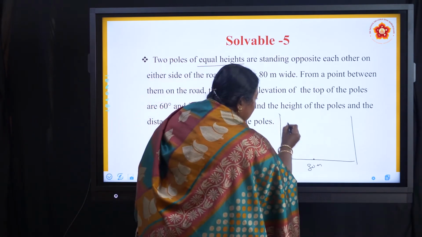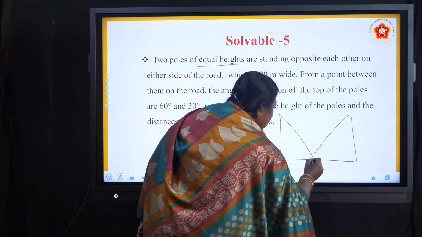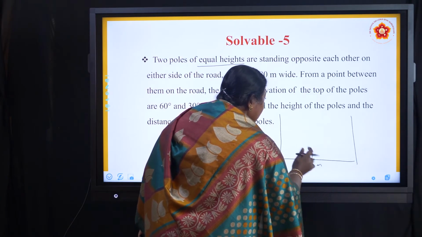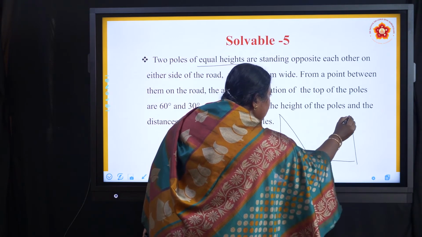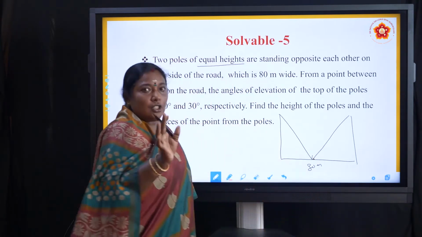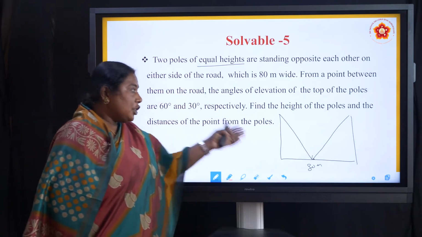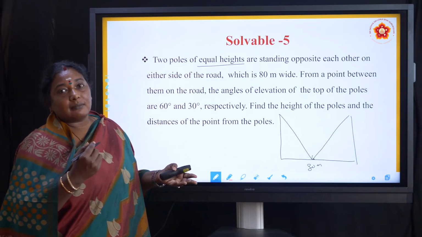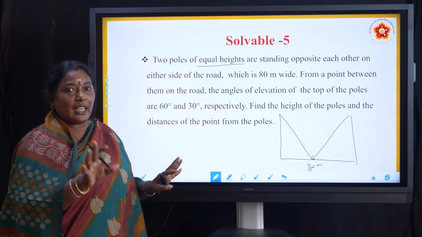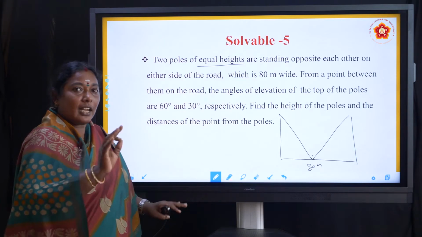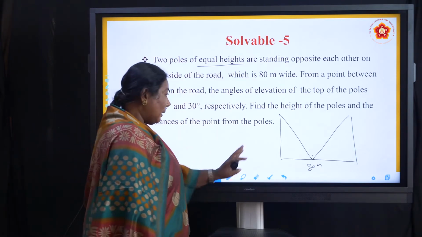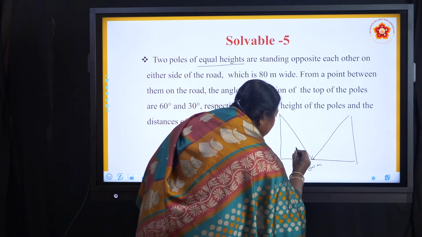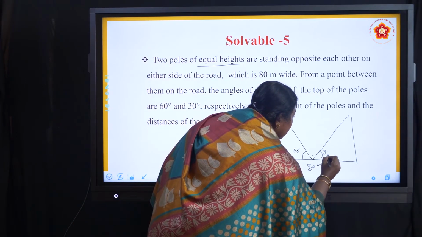So one is 60, another one is 30. This is not all important thing. If we draw very wrong, a little bit mistake means that is not a mistake. But if the drawing is wrong, then what will the person who is correcting think? Okay, the boy didn't know. Like that they will think, right? So we should not give any point to the person who is correcting the paper like that. So now they have given 60 degree and 30 degree.